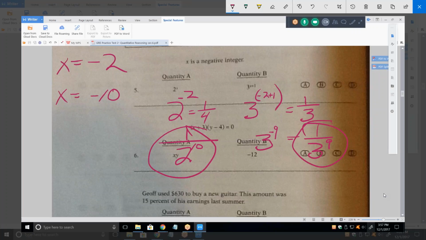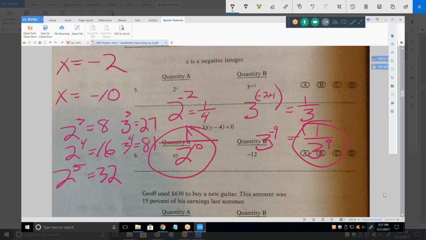Which one would you think would be bigger? I would think 2 to the 10th, but I have nothing to back that up. Yeah, see, I would think 3 to the 9th. Here's why. 2 to the 3rd is 8, 2 to the 4th is 16, 2 to the 5th is 32, 3 to the third is 27, 3 to the fourth is 81.